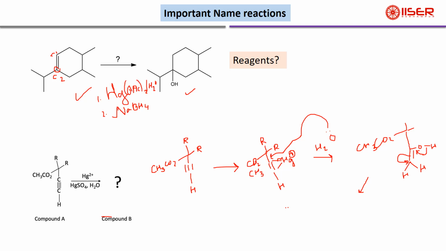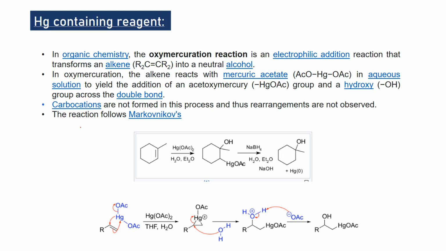So it will form this ketone as our product. Okay, let's go to the alkene into neutral alcohol.